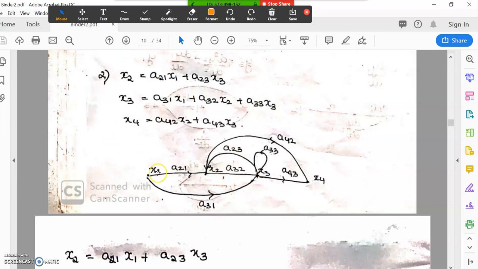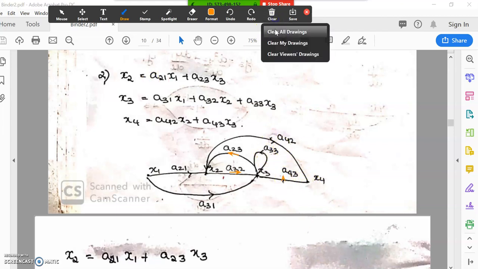See, y2 you have signal coming from x1 as well as from x3. The arrow will be like this. The arrow for this will be here. This will be the arrow from x1 a21, and from x3 it is a23. For x3 there are three signals. This is one, and there is a signal which is coming here, and one more self loop. And for the x4, 1 and 2.